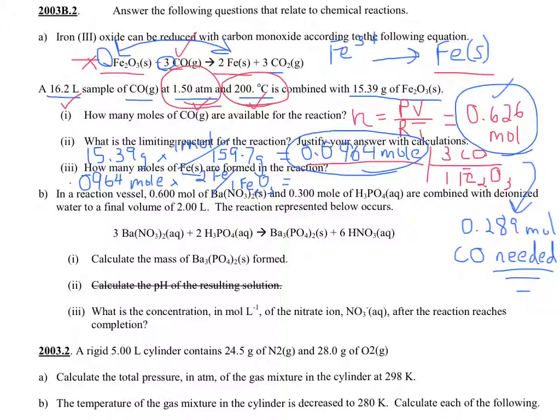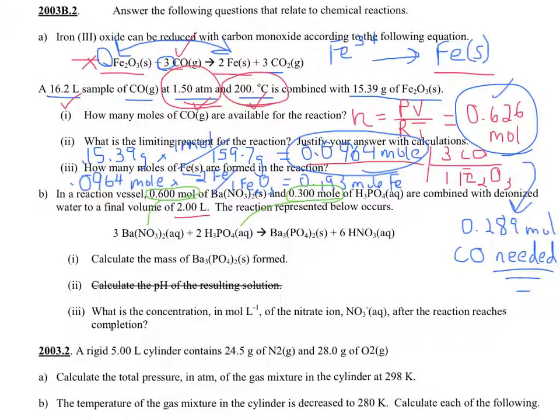And so it's just 2 times that quantity, 0.193 mole of Fe. That doesn't look much like an F. There we go. And so there's the first part all done.